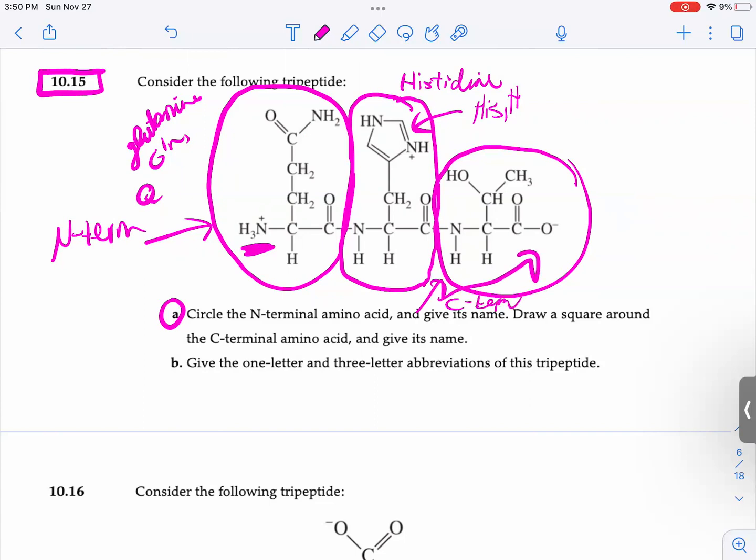All right, that's going to be threonine. And that's THR or T. So the C-terminal amino acid is threonine. And we've done everything.